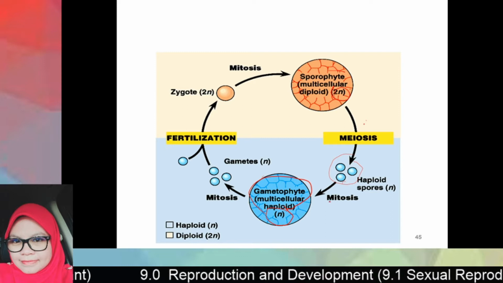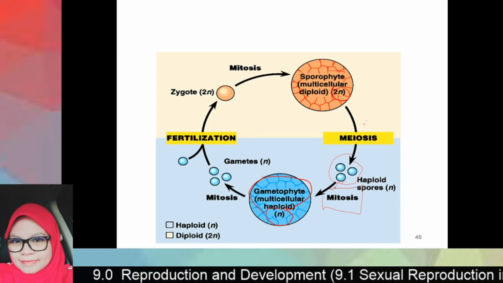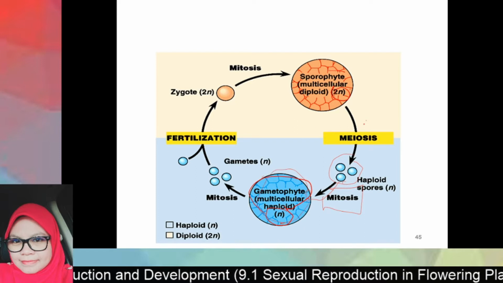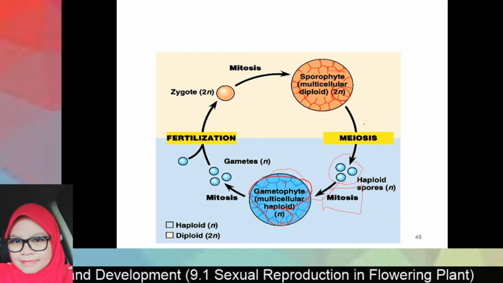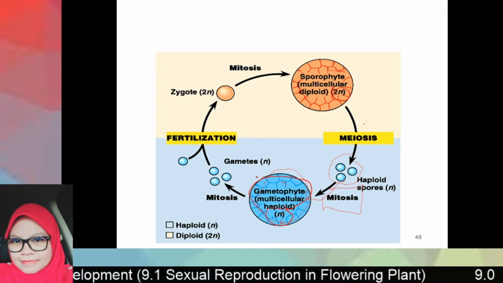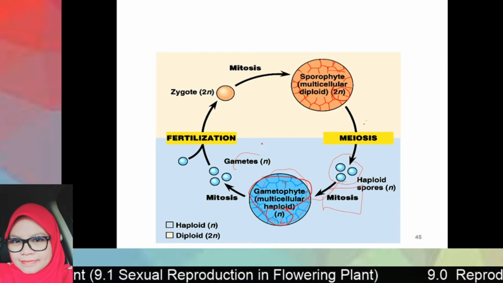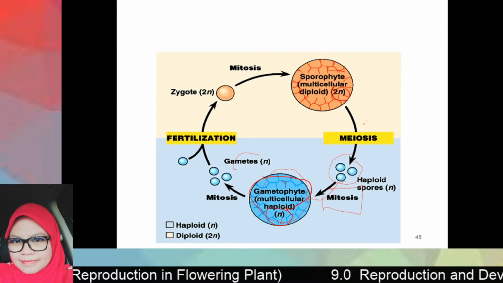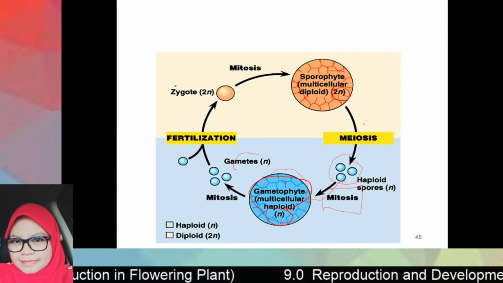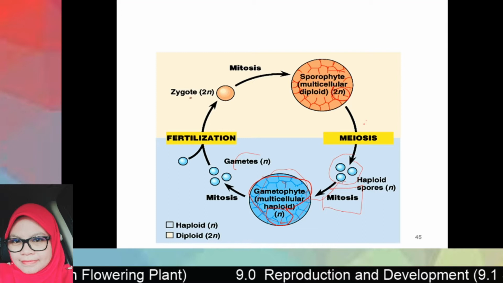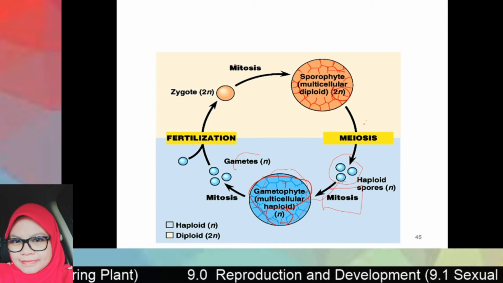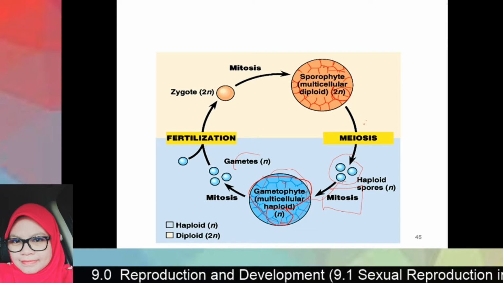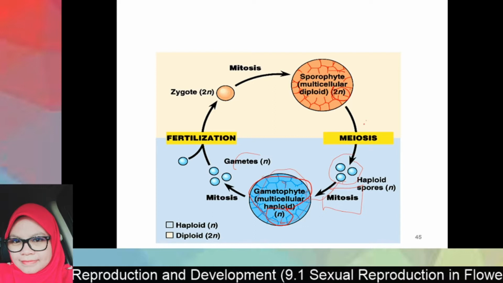Then this haploid spore may undergo mitosis and form the gametophyte structure, which is haploid. Then the gametophyte may undergo mitosis to produce gametes, either sperm or egg. And then the sperm and egg will fertilize and form a zygote, which is diploid. And then the zygote may undergo mitosis to produce the new sporophyte. So this is what happens in the life cycle of a plant.